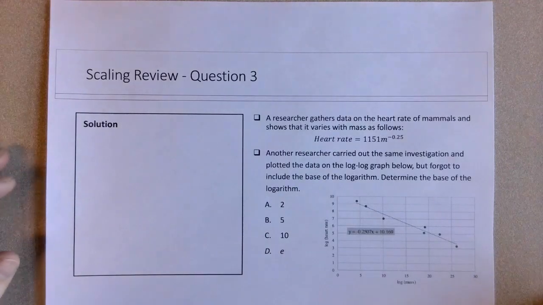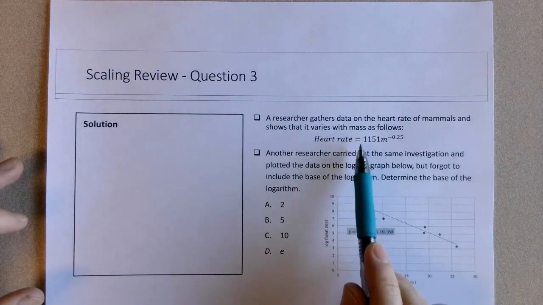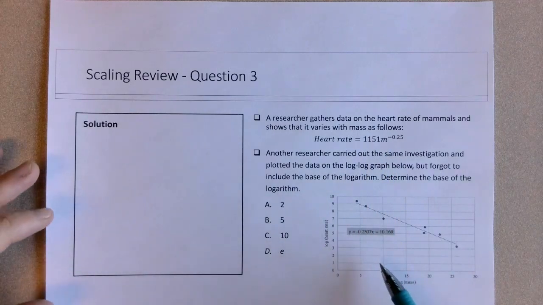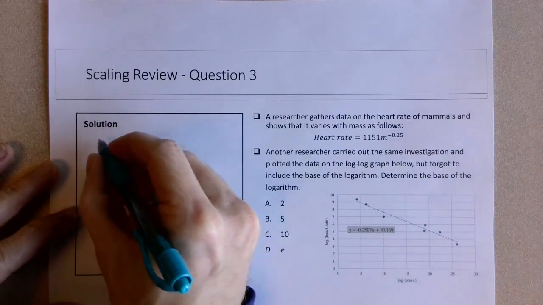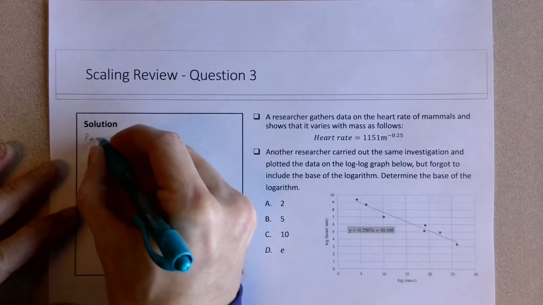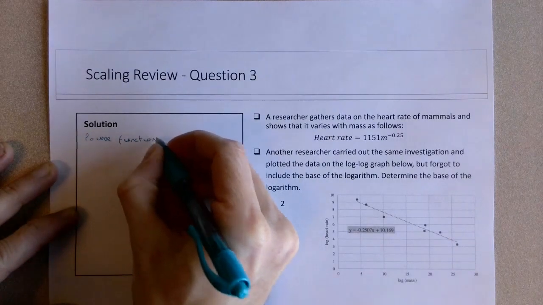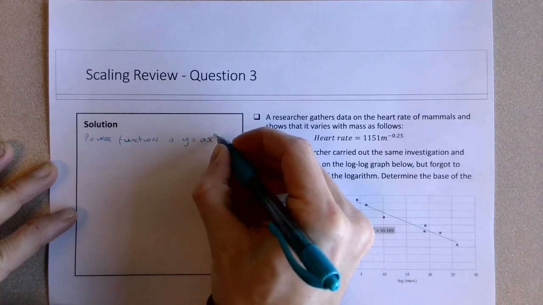Okay, in this scaling question, this one is trying to address how power functions, similar to this heart rate function as a function of mass, can be written in log form. So just to start generally, a power function is written in the form of y equals ax to the b.